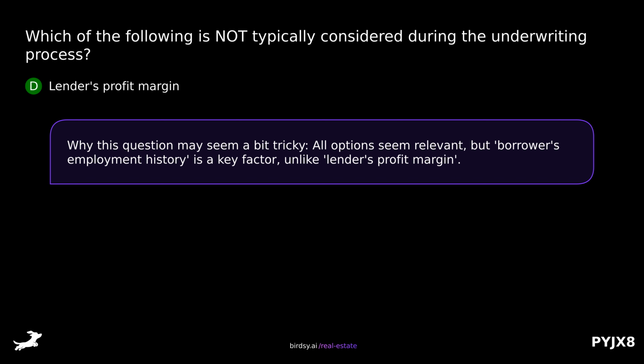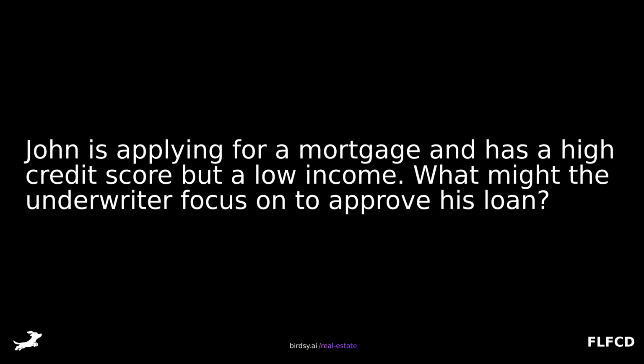Why this question may seem a bit tricky. All options seem relevant, but borrower's employment history is a key factor, unlike lender's profit margin. John is applying for a mortgage and has a high credit score but a low income. What might the underwriter focus on to approve his loan?